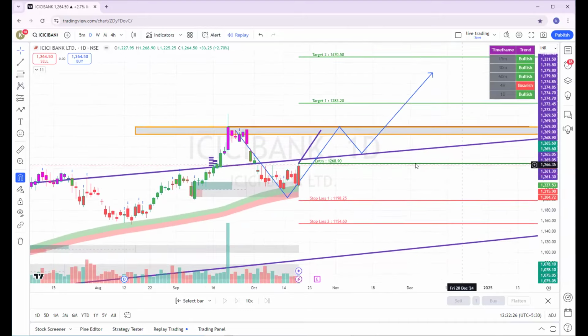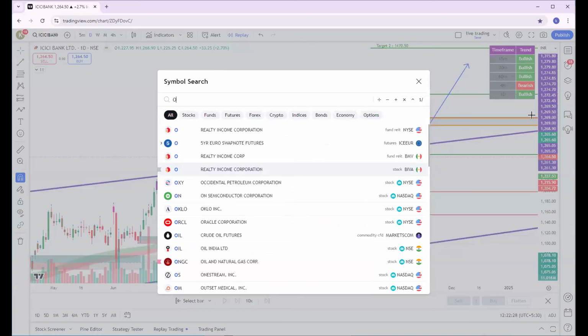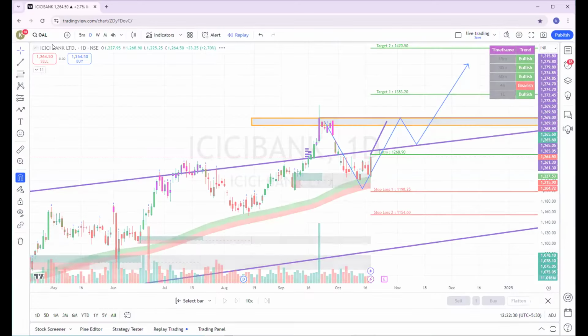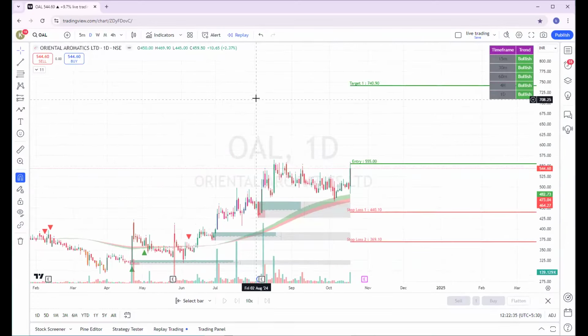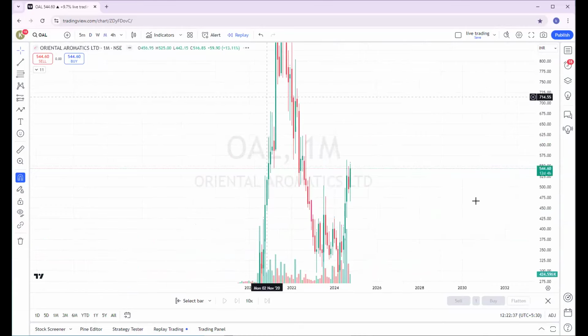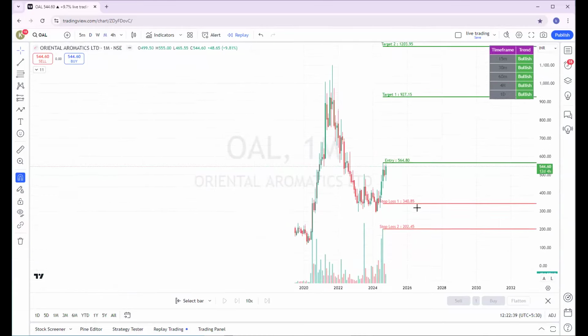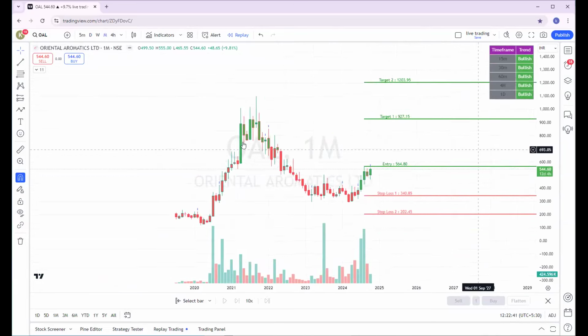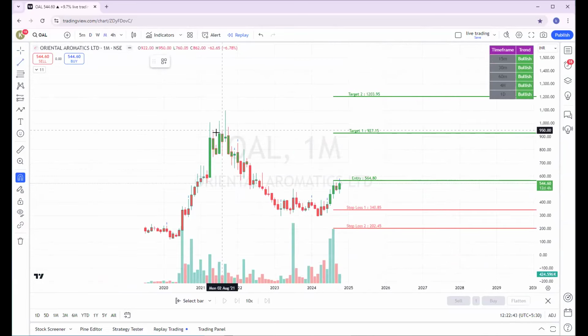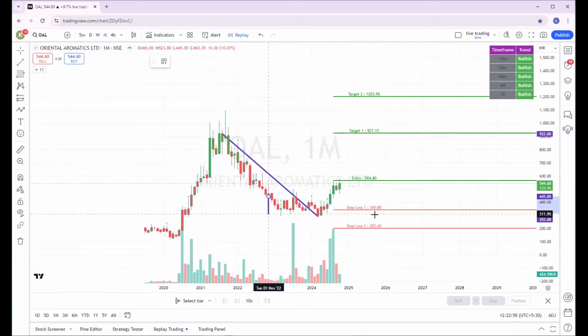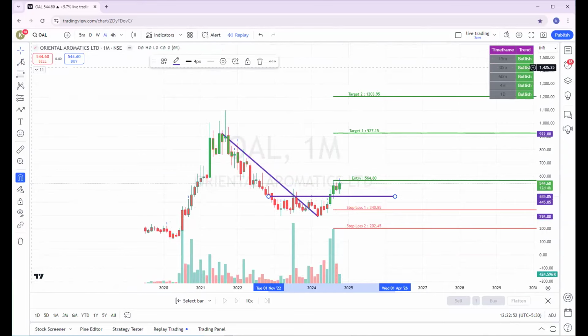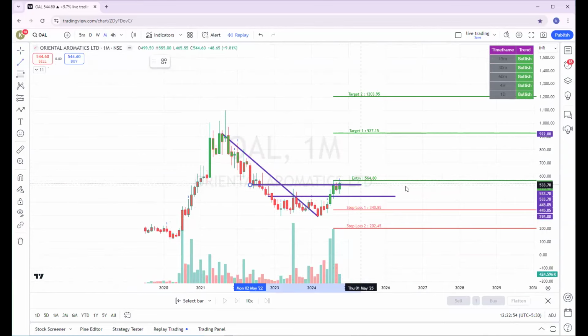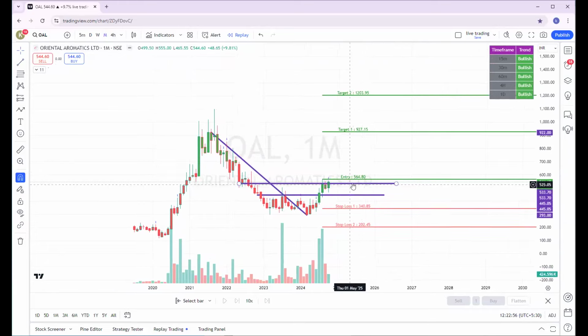Any other stock you want to share? I have got one stock. Okay, you can see this Oriental Aromatics. Let's see it on the monthly. This is a very interesting stock. Monthly, it is giving an entry. Let me try to draw the trends. This is your major support zone now. This could be one of your resistances here.